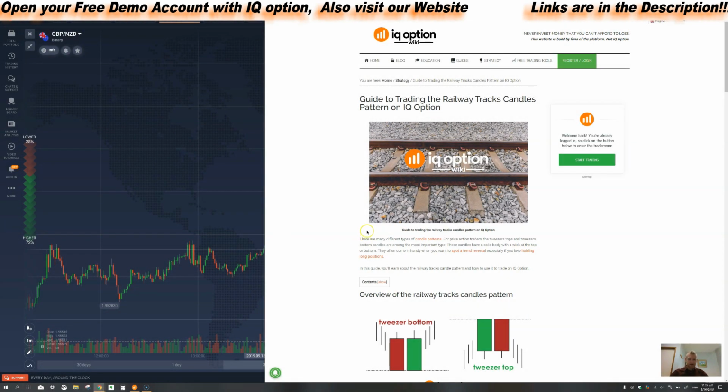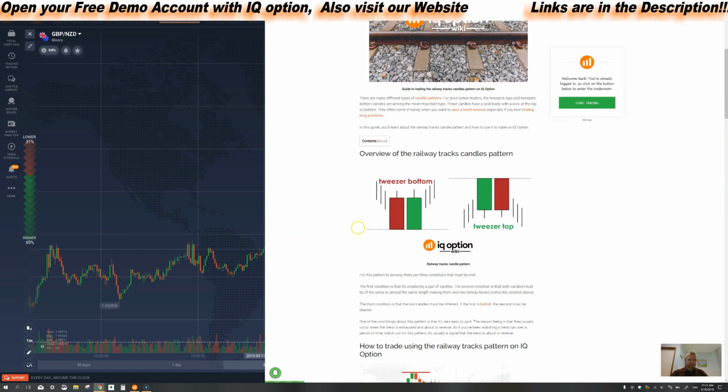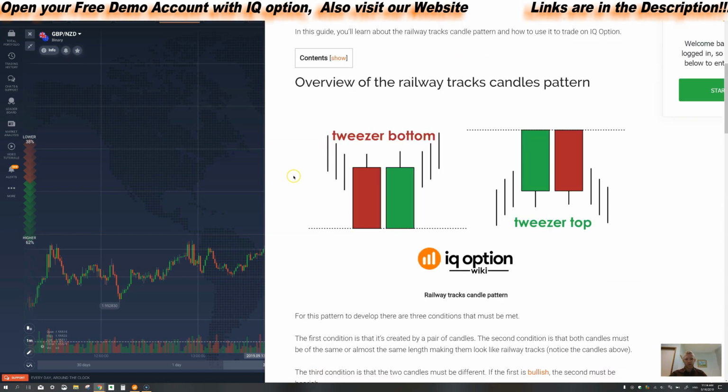It's called railway pattern because it looks like a railway. As you see here, the tweezer bottom and top. So basically what it is, a red candle followed with a green candle for an uptrend, and you can basically draw a support line on those two candles. And for the downtrend as well, you start with a green candle then followed by a red candle, and you can draw a resistance line on there, and that can mean the trend reversal.